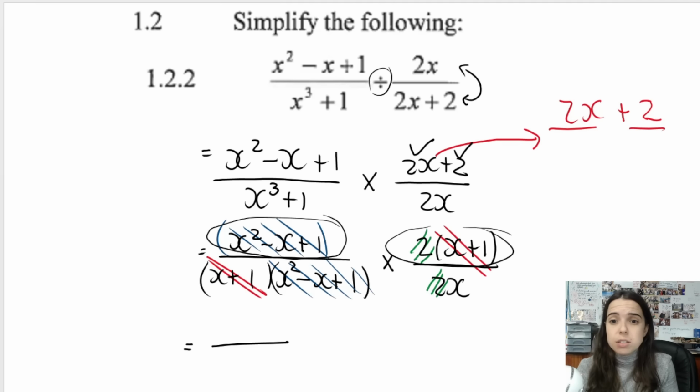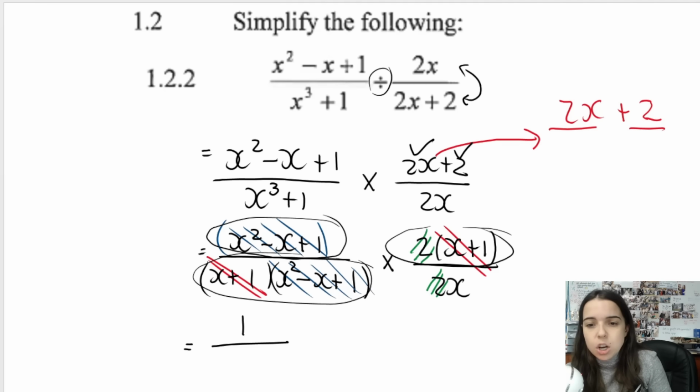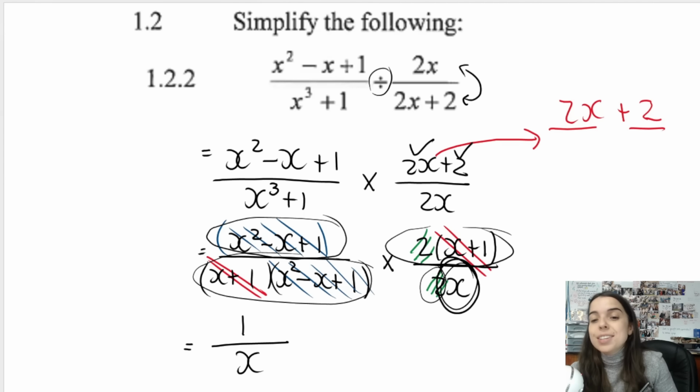We cancelled those out, so there's nothing left at the top. But you can't leave the top blank. The top must then be 1. Look at the bottom. We cancelled the 2 out, but x is left. So your answer is 1 over x.